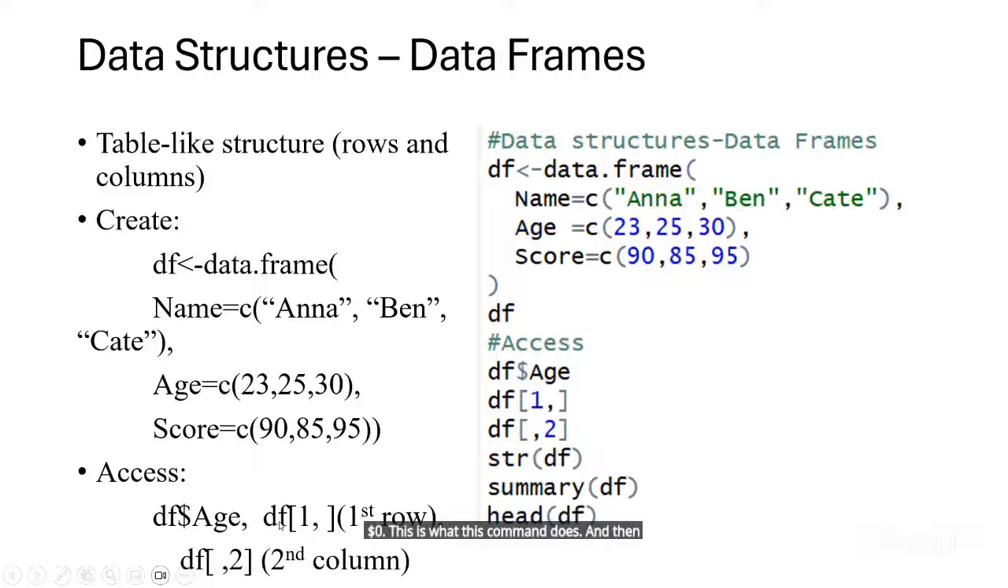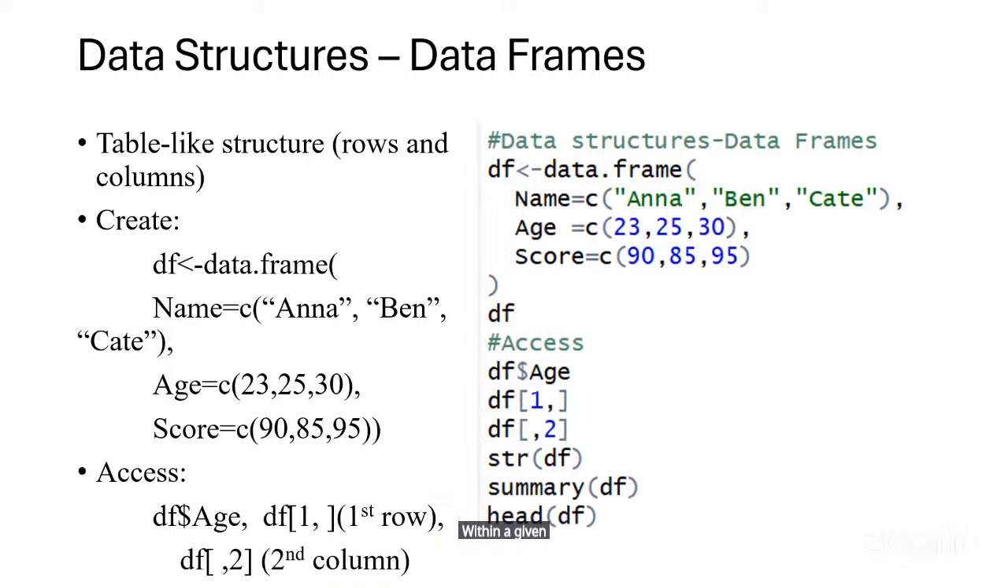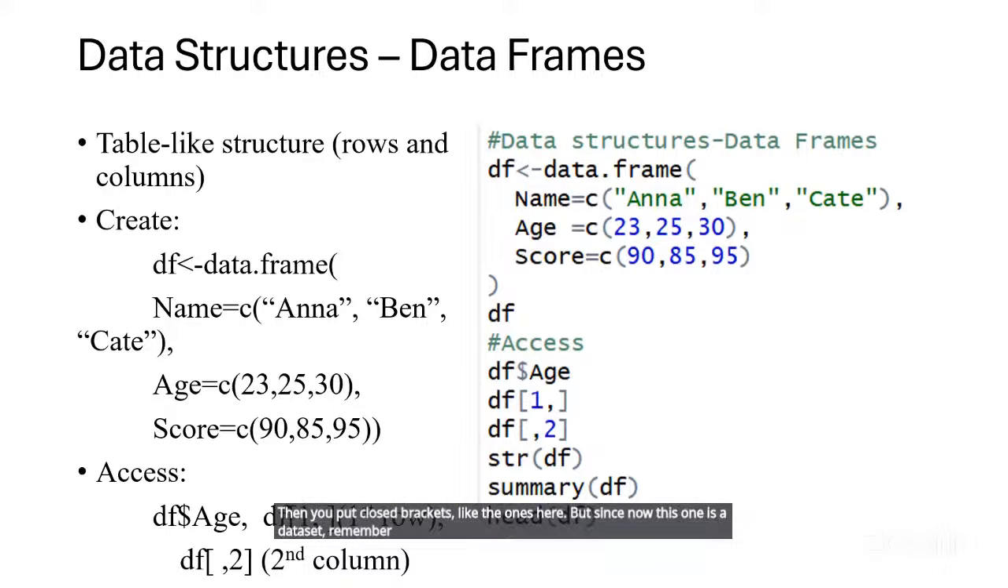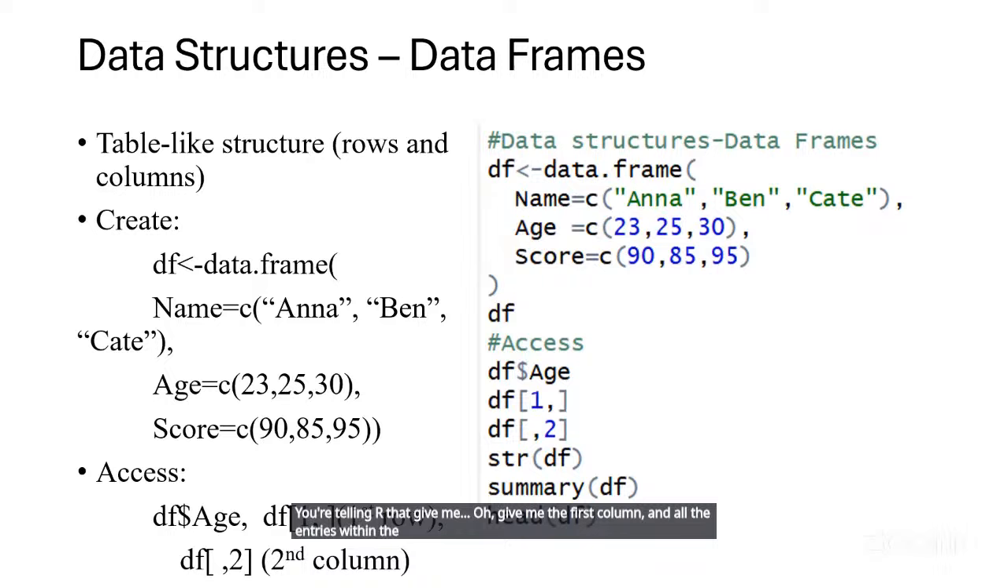And then maybe you want to pick a given row within a given data set. You put the name of your data set, then you put closed brackets like the ones here. But since now this one is a data set, remember there are rows and columns. The first are the rows, and then the second is the column. So with this command, you're telling R to give me the first column and all the entries within the row.